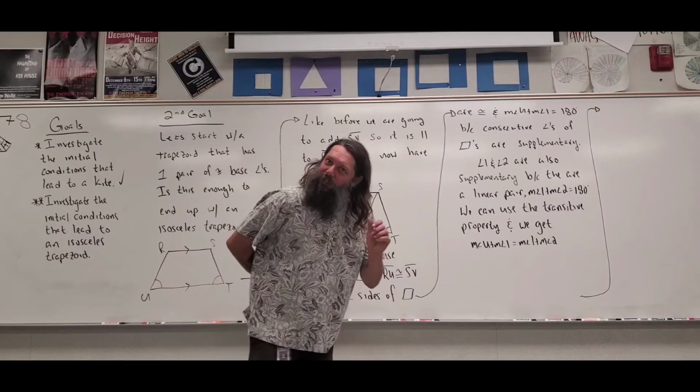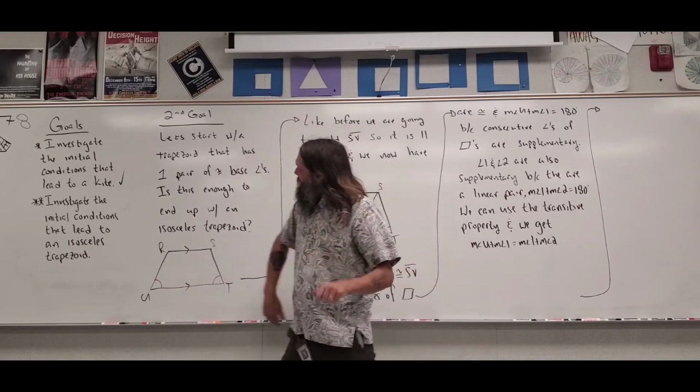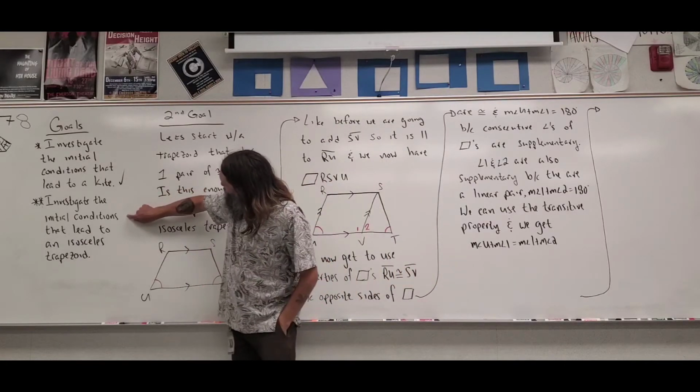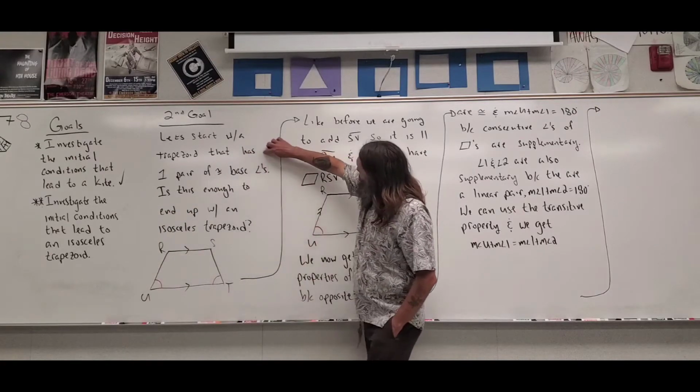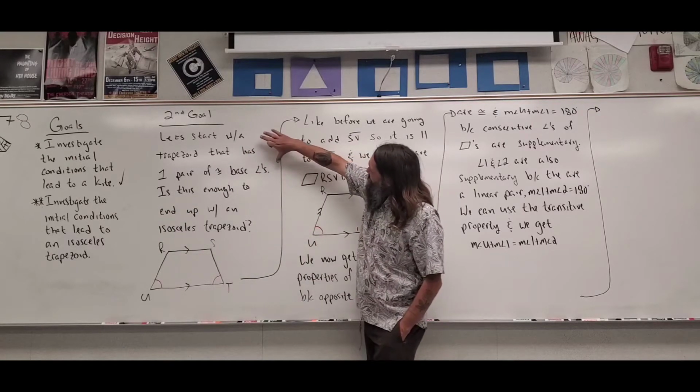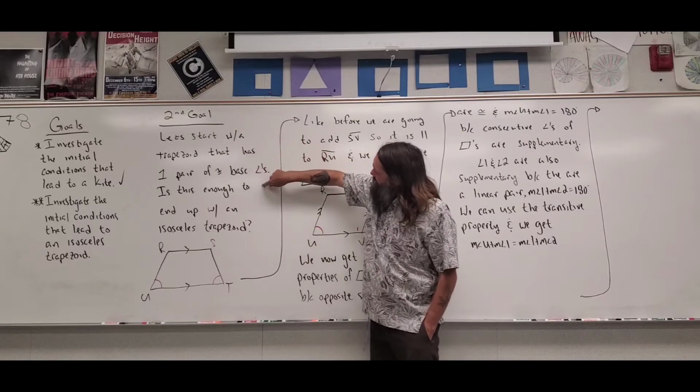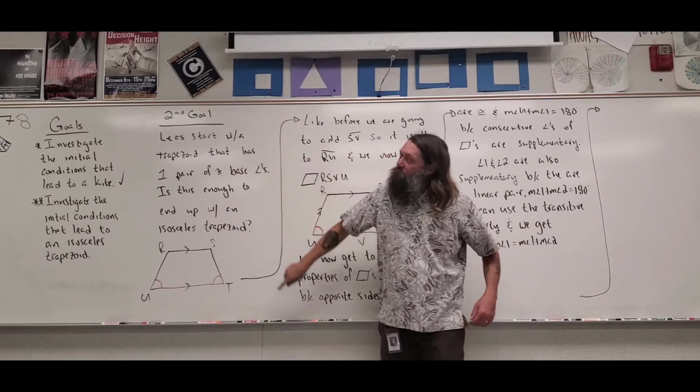I'm back, so let's go ahead and start our second goal, and that's going to be to investigate the initial conditions that lead to an isosceles trapezoid. So let's start with a trapezoid that has one pair of congruent base angles. This is our initial condition. And is this enough to end up with an isosceles trapezoid?